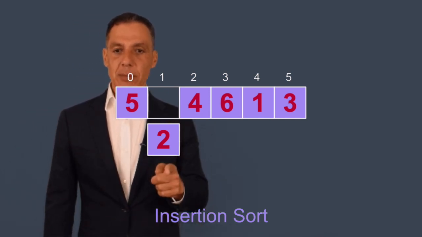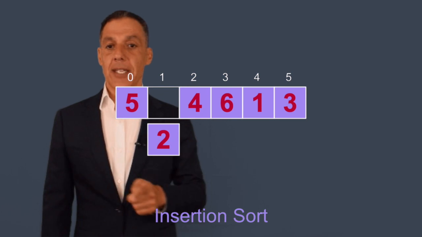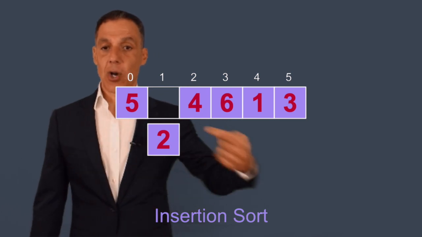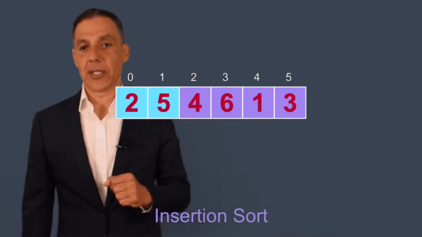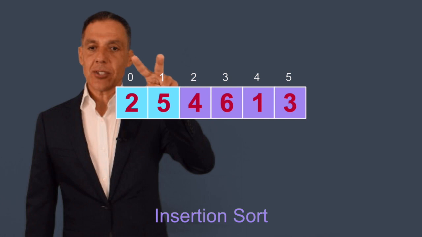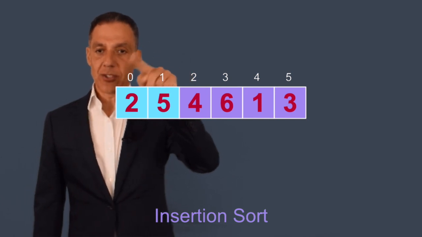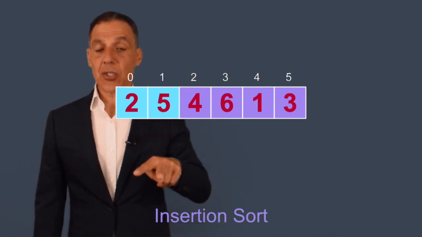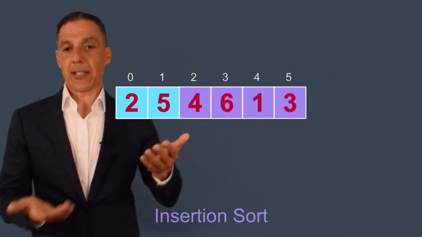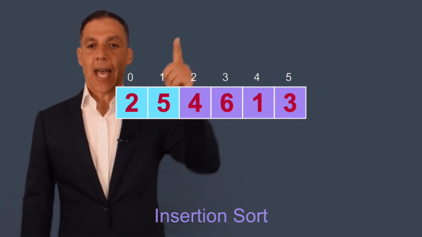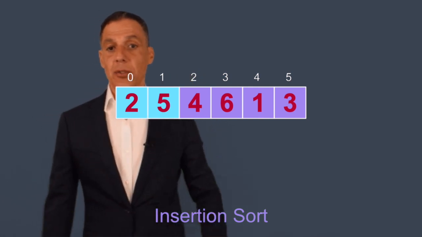So since this item here in position 1 is less than what's in position 0, I'm going to slide it over, and then I'm going to insert it, hence the term insertion sort. So now notice that after the first iteration, iterations 0 and 1, these two items, ignore the rest of the list for now, are in sorted order. They're exactly right, 2 followed by 5. Now, on iteration 2, we're going to repeat.